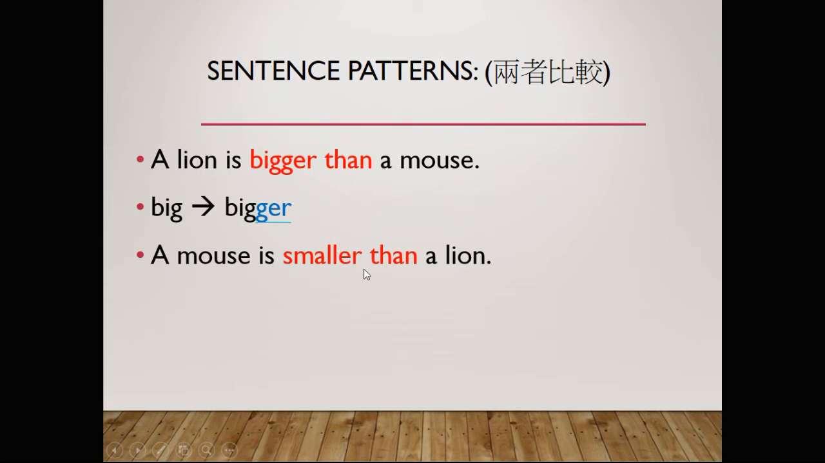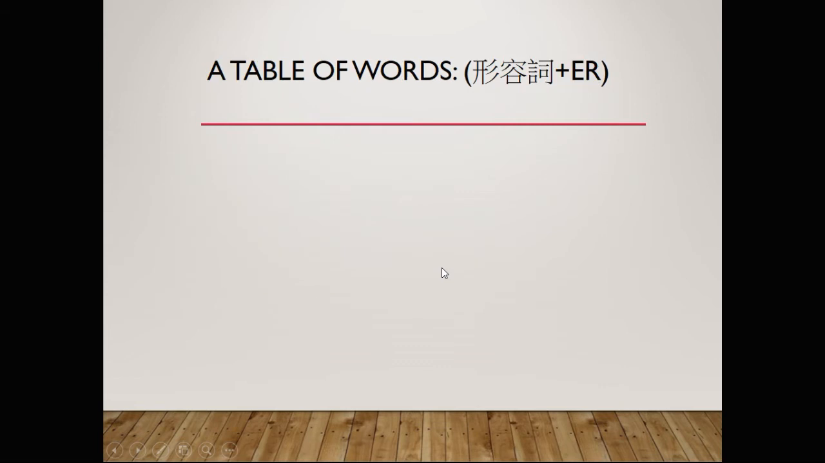The word smaller is from the word small. Small, smaller, with ER at the end. So when we compare things, we put ER at the end of words such as big, small, tall, or other words. And remember that we have to use the word than. Bigger than, smaller than, and another thing. So let's take a look at the next slide.